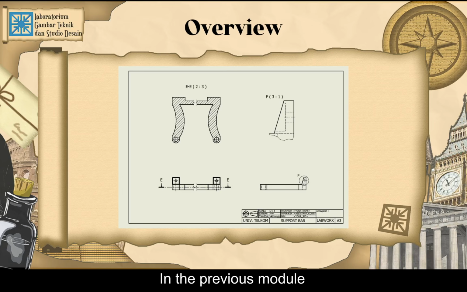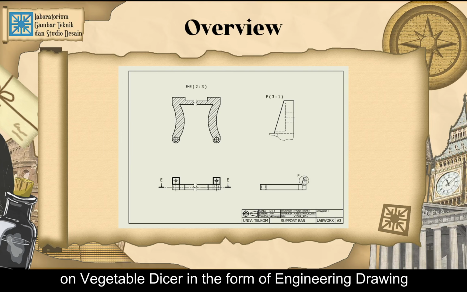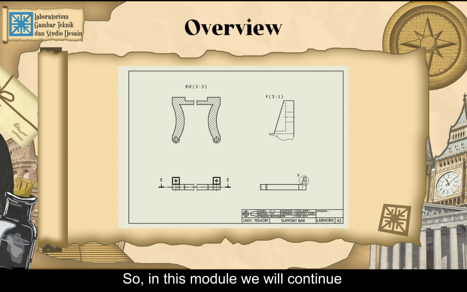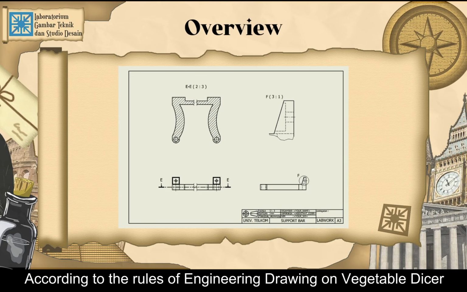In the previous module, we studied essential drawing: how to create borders, title blocks, breakouts, and projections on the vegetable dicer in the form of engineering drawings. So, in this module, we will continue by providing information on dimensions, tolerance, and datums, according to the rules of engineering drawing on the vegetable dicer.